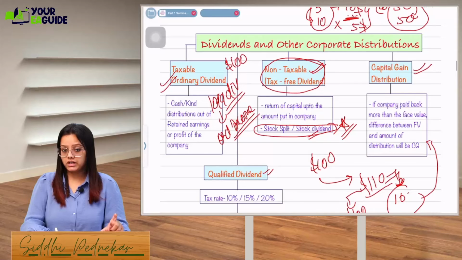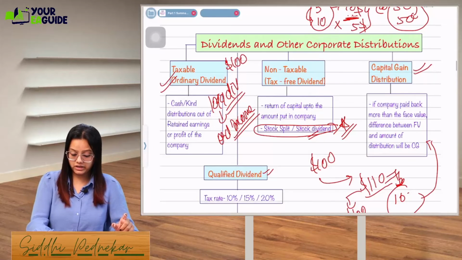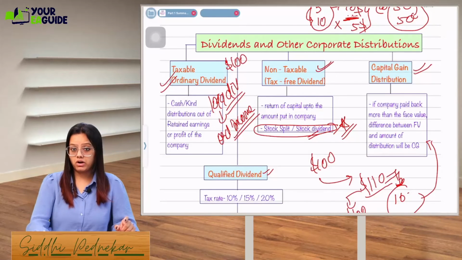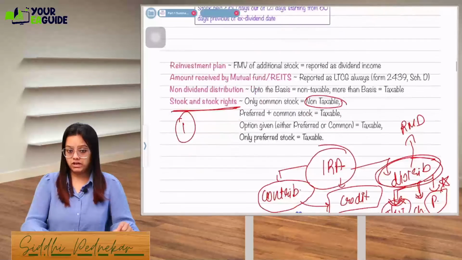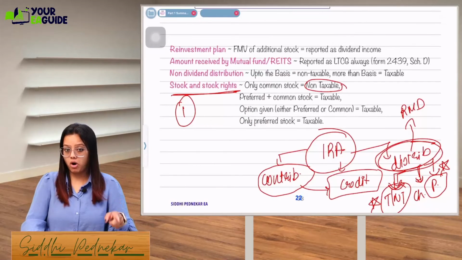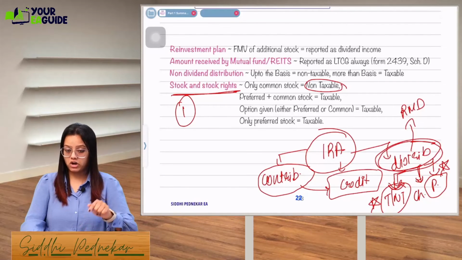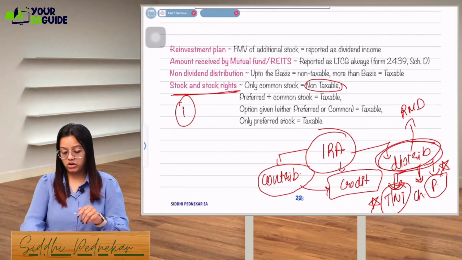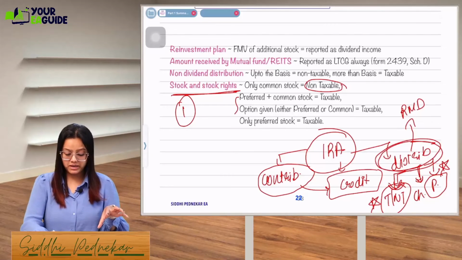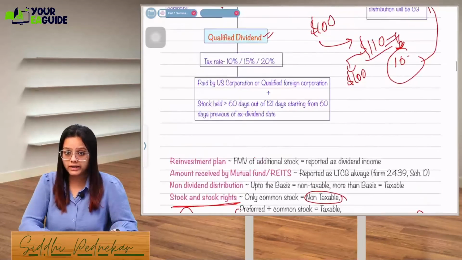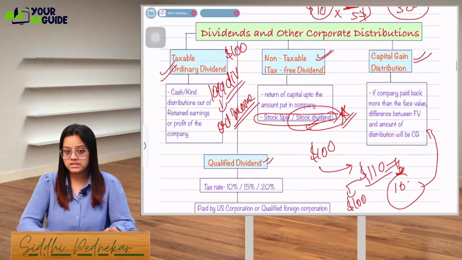Dividend, whether it will be taxable or non-taxable: a stock dividend will be non-taxable, but only if you receive that stock dividend in common stock. If it is for preferred plus common, or you have the option to buy either preferred or common, or you have the option to buy only preferred stock, then in all 3 cases it will be taxable. Okay, got it guys? I hope everyone is understanding this.